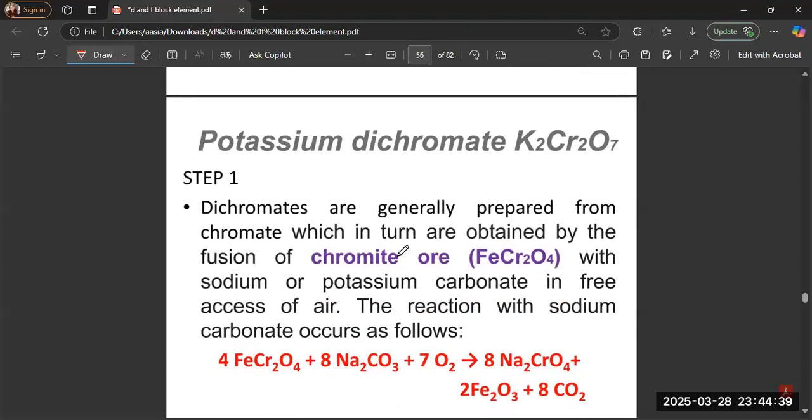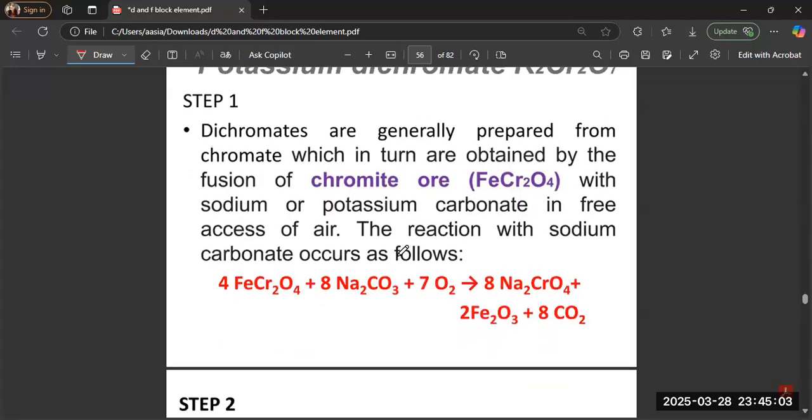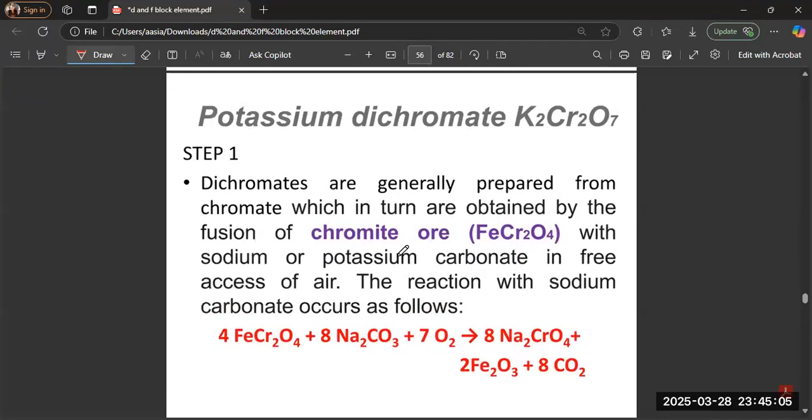Okay. Now in your syllabus, in transition metals, you have been given two compounds, which are potassium dichromate and potassium permanganate (KMnO4). So we will see potassium dichromate, its preparation, its structure, its properties, and everything. So here it is, potassium dichromate.